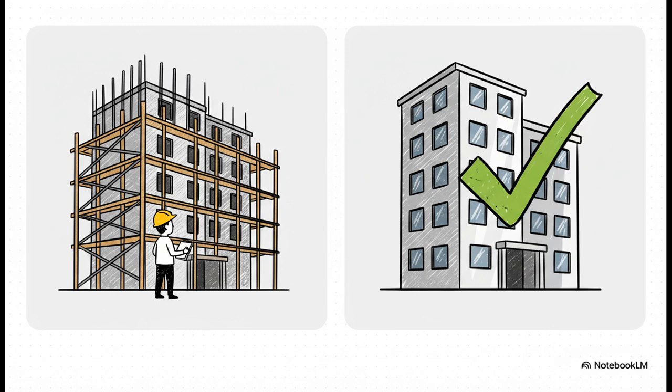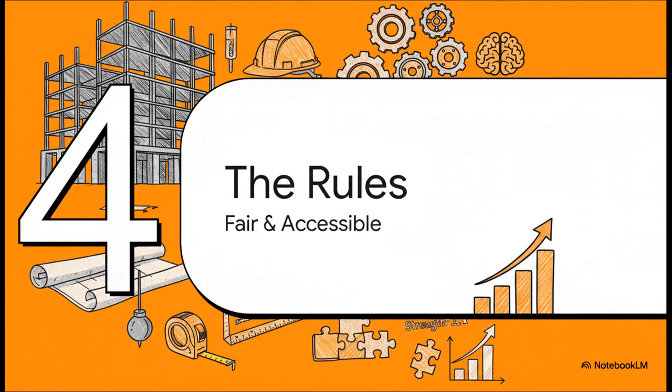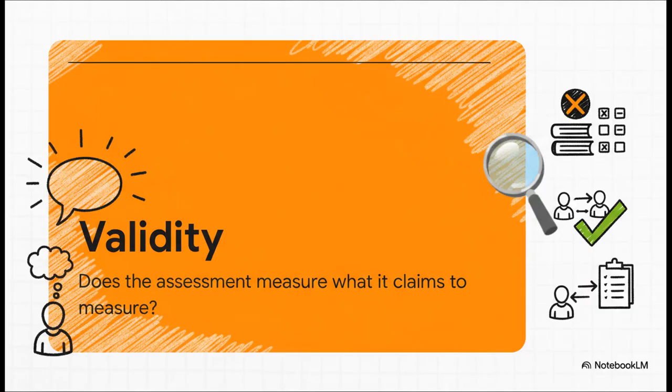It has to. Okay, every good project has rules you just can't break, a building code, if you will. This is what makes sure the final structure is strong, safe, and that it actually works for everyone who's going to use it. For us, this is all about making sure our assessments are fair and accessible. And the absolute cornerstone of that building code is validity. It's a simple question, but it's incredibly profound. Is your assessment actually measuring what you say it's measuring?